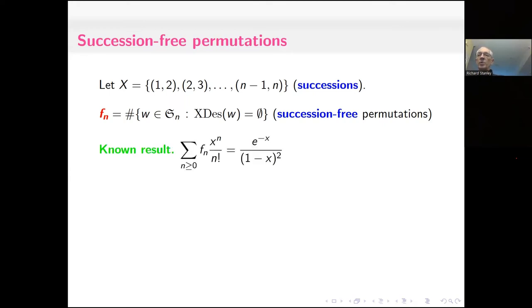It's a known result that the generating function for the succession-free permutations is just given by e to the minus x over one minus x squared. It's something like derangements. For derangements, the generating function would be e to the minus x over one minus x.